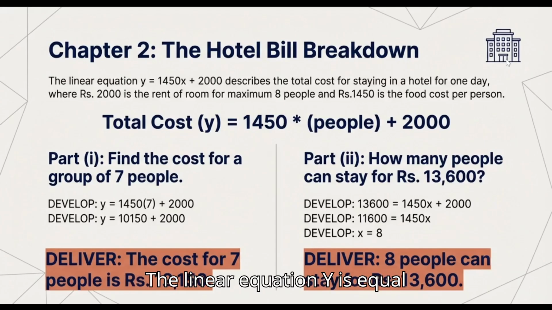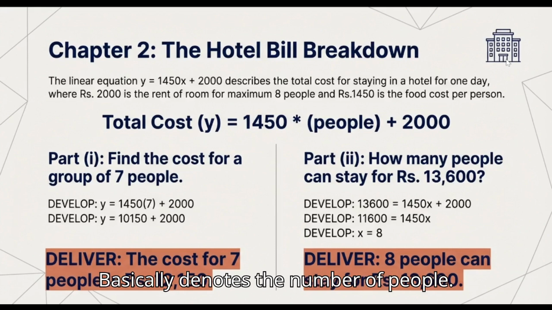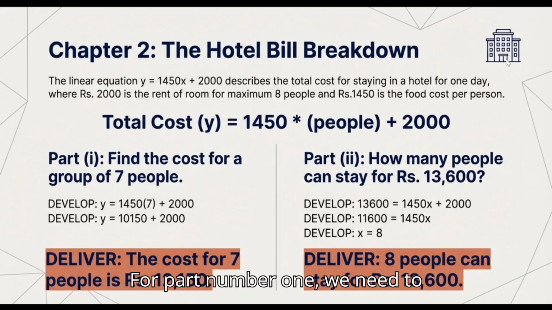The linear equation y is equal to 1450x plus 2000 describes the total cost for staying in a hotel for one day, where 2000 rupees is the rent of room for maximum 8 people and 1450 rupees is the food cost per person. So in this equation, the total cost is represented by y and x basically denotes the number of people. For part number 1, we need to find the cost for a group of 7 people.